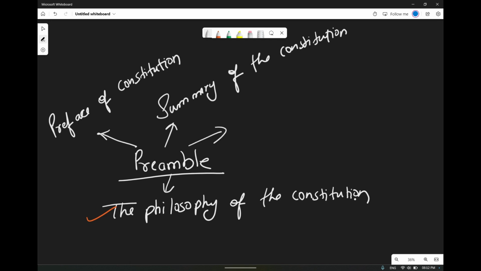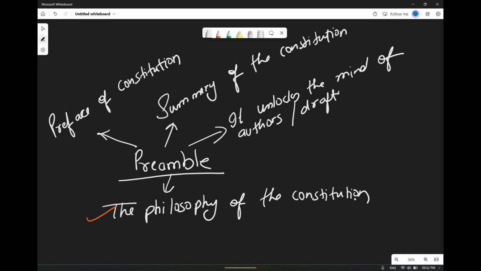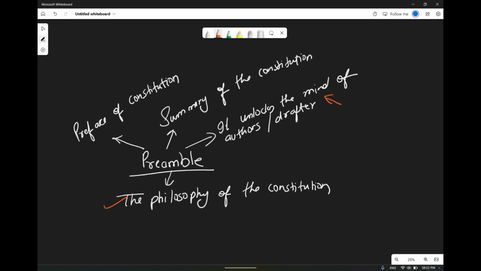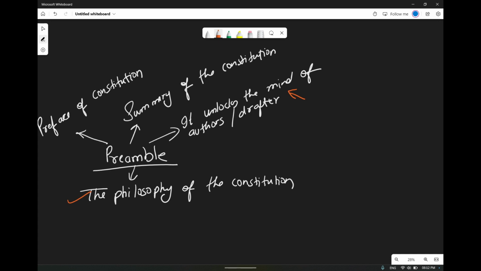It unlocks the mind of the authors and drafters. What do you mean by this sentence? Let us suppose you go through the constitution of India. You will find that the language in which it is written is English, but it is sometimes very difficult to understand. Sometimes it becomes ambiguous, and sometimes very vague, like what exactly that term means.